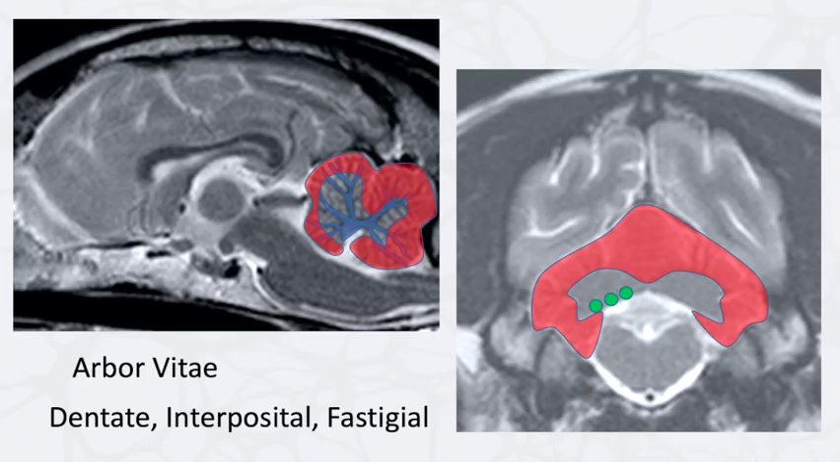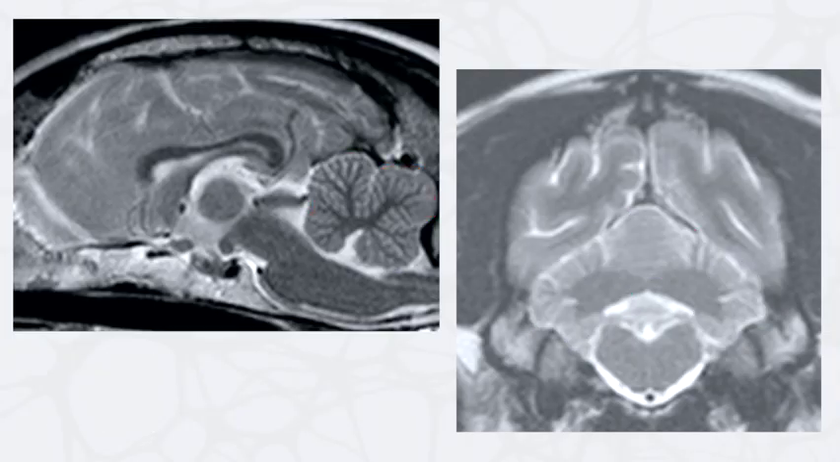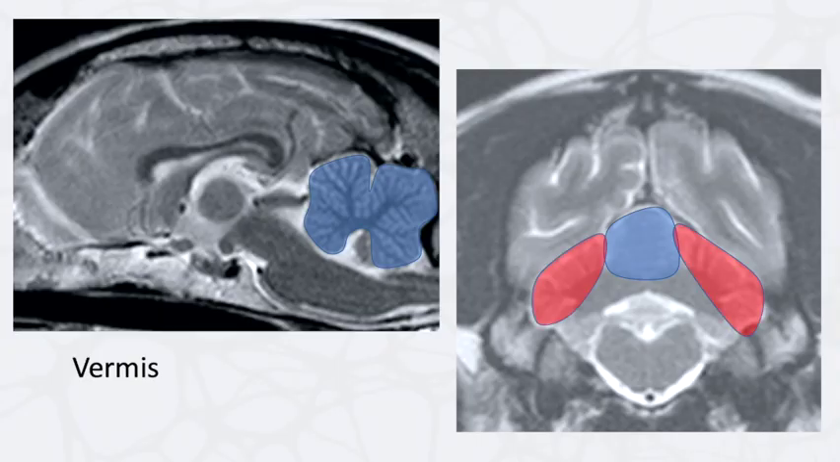Other anatomical parts to be familiar with are the dentate, the interpositus, and the fastigial nucleus, and those live in the deeper part of the cerebellum. So it's not within the cortex, but deeper to that. Other anatomical parts to recall are the vermis, which is the center portion of the cerebellum, and then there are the cerebellar hemispheres, which are the lateral portions of the cerebellum.